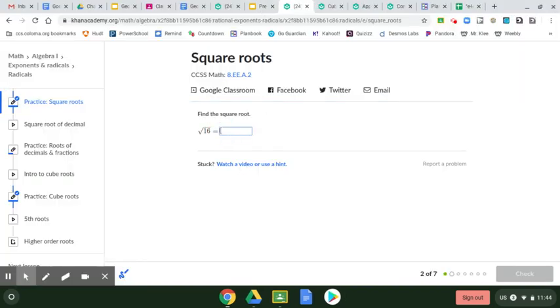So that answers 4. Let me do one more to show you I really know what's going on. Square root of 49. 7 times 7 is that 49, so the square root of 49 is 7.